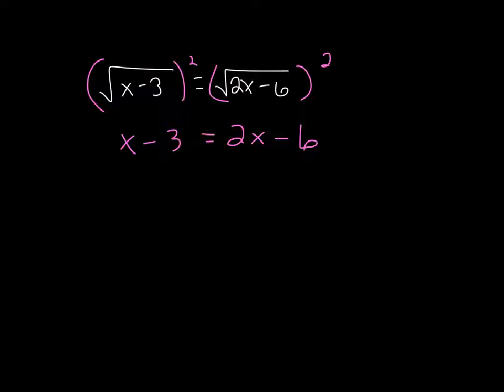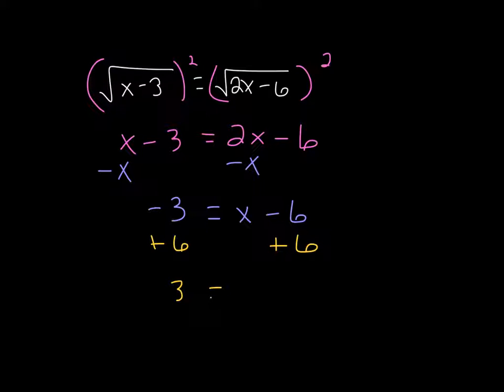Okay, so now we need to get the variables on the same side. You could move either one, x or the 2x, by doing the opposite. I'm going to move the smaller one. So we'll subtract x from each side. Negative 3 equals x minus 6. Now we need to add 6 to both sides. So 3 equals x.